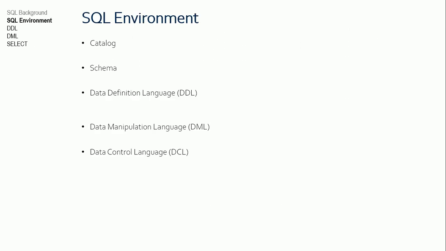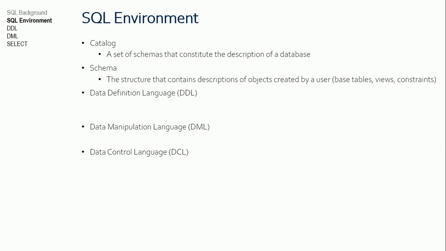Our SQL environment, regardless of which database engine you're using, typically you'll have a catalog, which is a set of schemas that describe the database. A schema is the structure of objects within that database. These are going to be your views, your constraints, your tables. We've already built tables. We're going to learn about views next week. I'll talk more about what those are. And again, in constraints, we'll talk a little about those later as well.